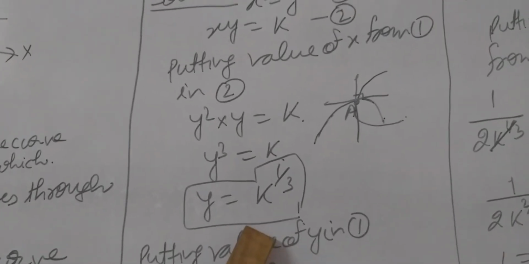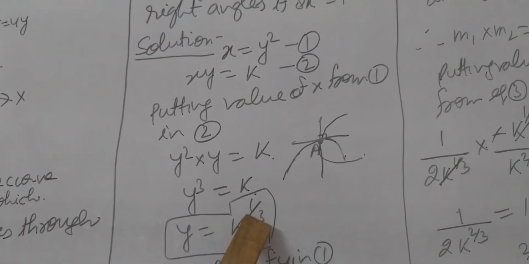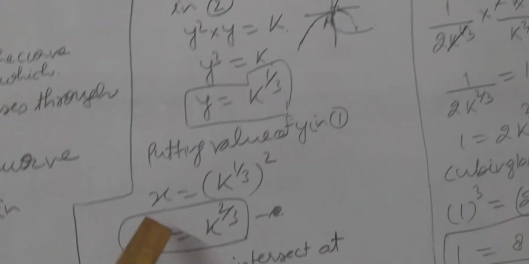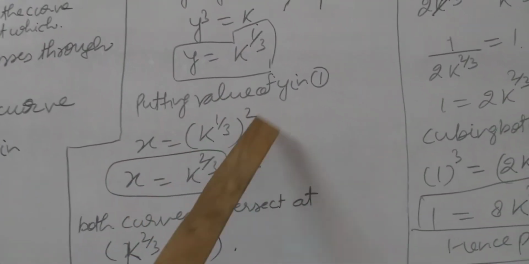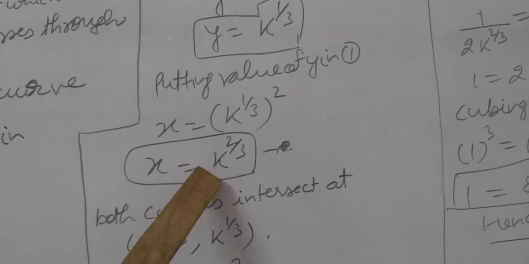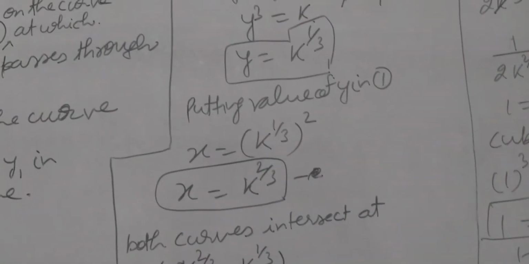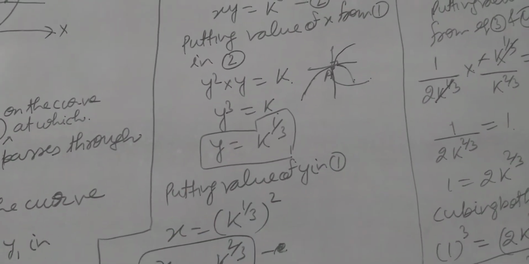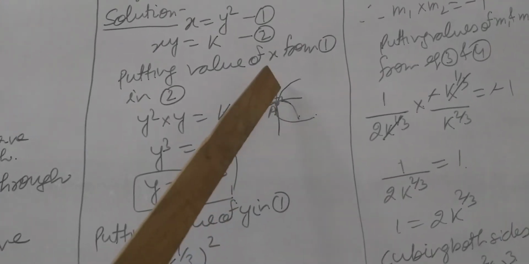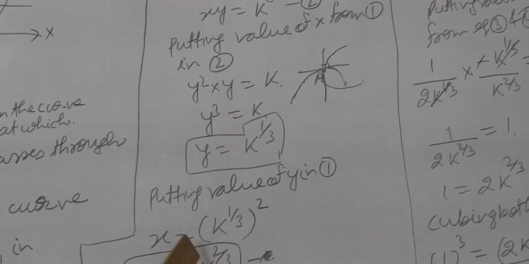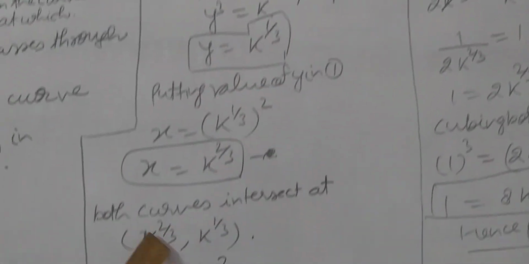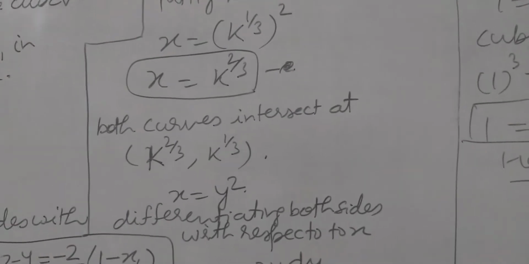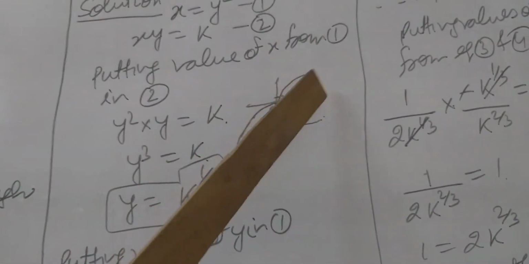Now we have got the value of y, student. This value of y we are going to put in equation number 1. When we put it here in equation number 1, it will become x equals k to the power 1 by 3 whole square, meaning x equals k to the power 2 by 3. Okay students. So this is the value of x and y, meaning both curves intersect at the point (k to the power 2 by 3, k to the power 1 by 3).